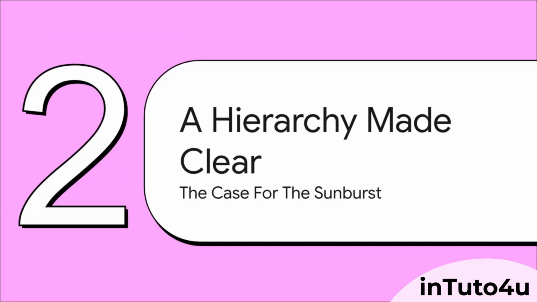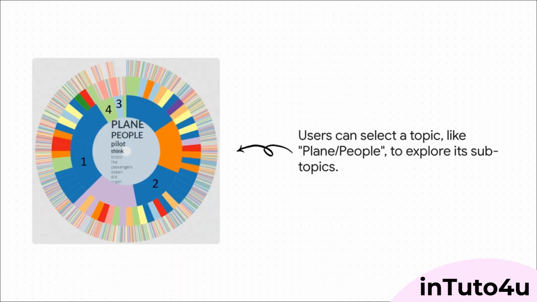Now, let's build the case for the sunburst, because I don't want you to think it's all just for show. In the right situation, with the right data, this thing can be an incredibly powerful tool. So let's see how. This is a perfect example of its biggest strength. Remember that MH370 analysis? The researchers were just drowning in information. But with this chart, they could click on a major topic in that center ring, like this one here, for plane/people, and immediately start exploring all the little subtopics related to it.